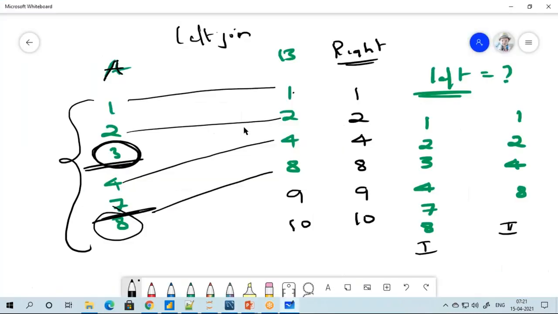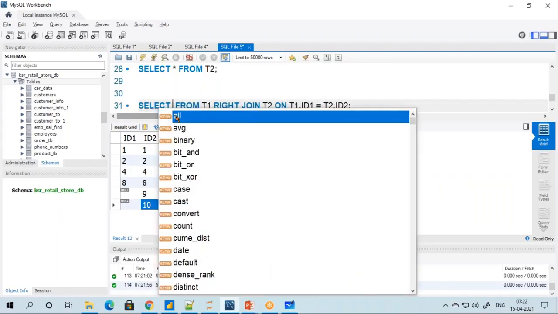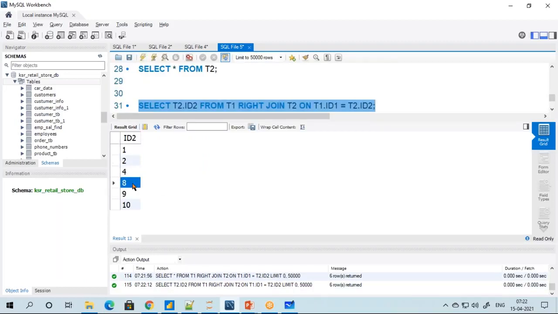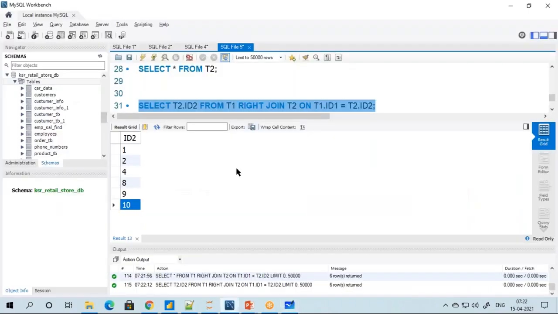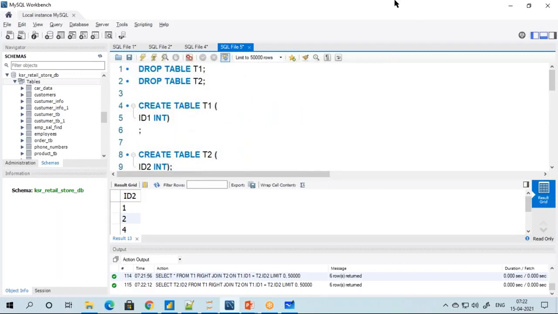1, 2, 4, 1, 2, 4, 8, 9, 10. Okay, so forget about this ID. Whichever I'm using, I'll be using that only. For example, T2 dot ID2. Now this is the answer which I'll be getting: 1, 2, 4, 8, 9, 10. This is something which I have got. Okay, so try to understand this join by taking a simple example, then it will work here, then it will work here. All these are interview questions you have to remember.